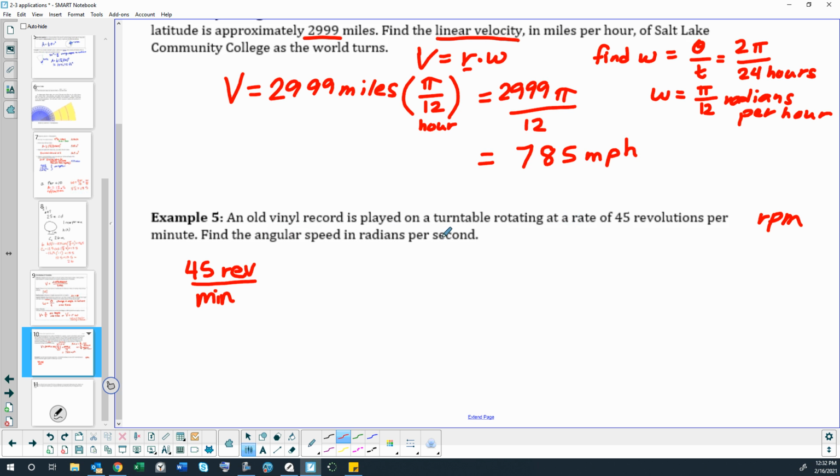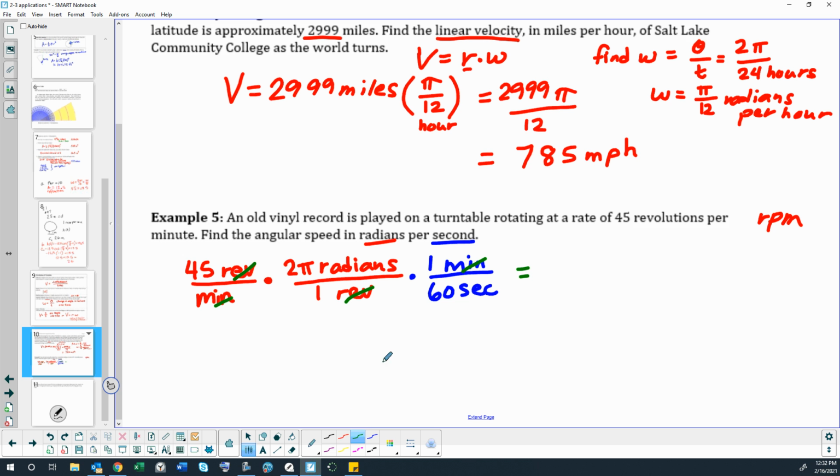We want to change our answer to radians per second. So we need to change our revolutions to radians. Yep, so 2 pi radians in 1 revolution. Good. So we've got our radians and their revolutions cancel out at this point, right? But what else do we need to change for this to work? We need to change our minutes to seconds. So minutes is on the bottom here, so we need minutes on the top. So 1 minute is 60 seconds. That puts seconds on the bottom. My minute units cancel out. So now to find the answer, I've got 45 times 2 times pi divided by 60.